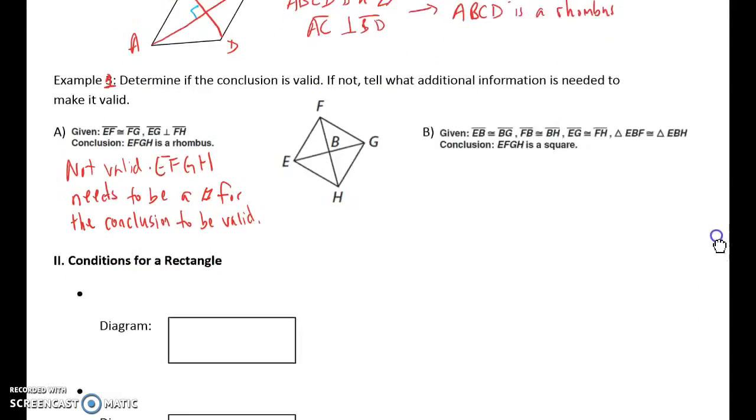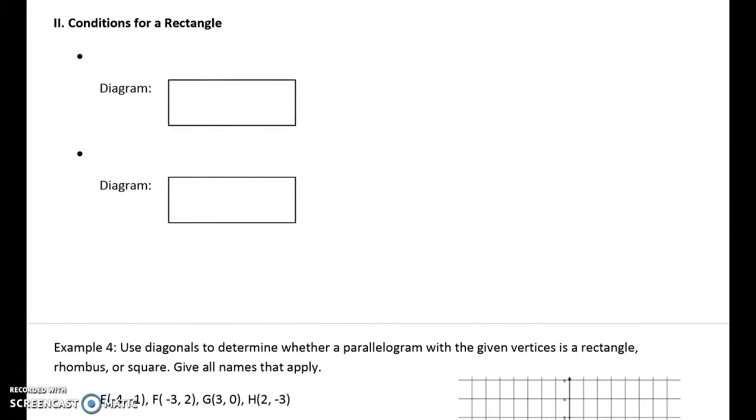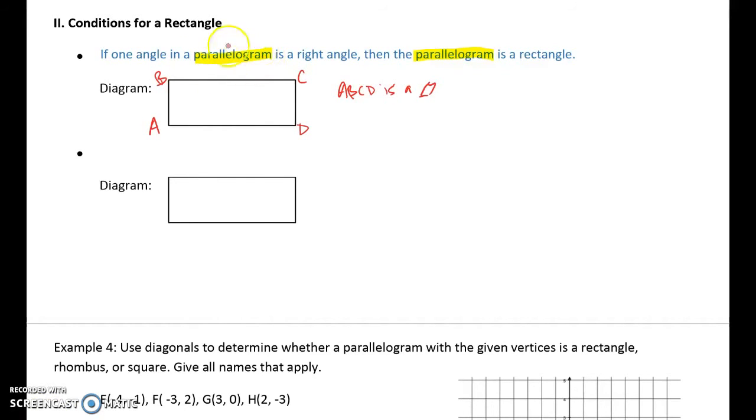So let's go ahead and skip forward. All right, so we've got two conditions for this rectangle, but this rectangle is going to be very similar to our rhombus in that we need to show that we've got a parallelogram first. So what's our first condition? Okay, so you again notice I've highlighted parallelogram because we need to know it's a parallelogram first. So if I know ABCD is a parallelogram, and in addition to that, if I know just one angle is a right angle, for example, if I know angle D is a right angle, then I can say ABCD is a rectangle.